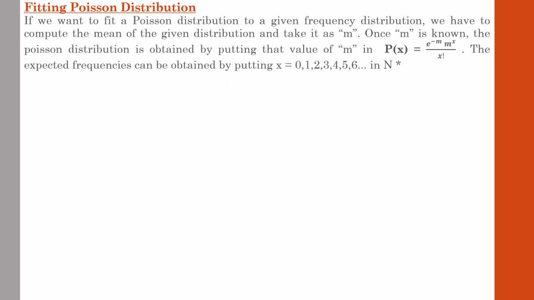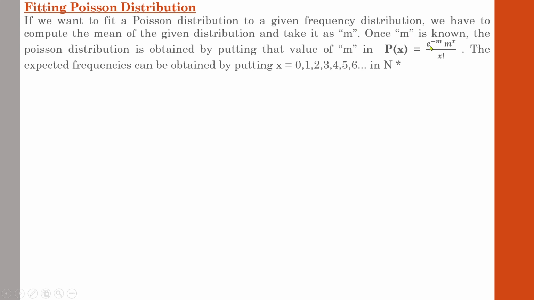If we want to fit a Poisson distribution to a given frequency distribution, given frequency distribution means you will be given x items and f items. That f distribution is known as the frequency distribution, otherwise known as the actual frequency distribution, actual details of the events. We have to compute the mean of the given distribution. We all know that we have to compute the mean, because for Poisson distribution you have to compute the value of the mean and take it as m, that is the e raised to superscript minus m.